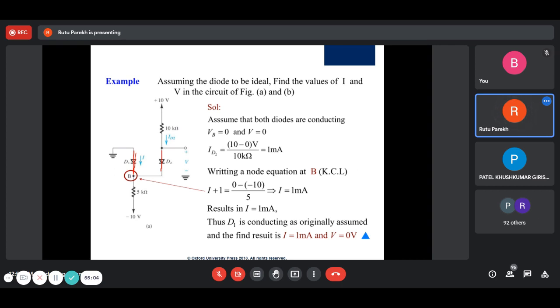Hello. Am I connected or not? Yes, ma'am, you are connected. You are audible. Am I audible? Okay, I'm coming to this boy who wants this diode to be conducting. Am I audible to you? Yes, now you are.